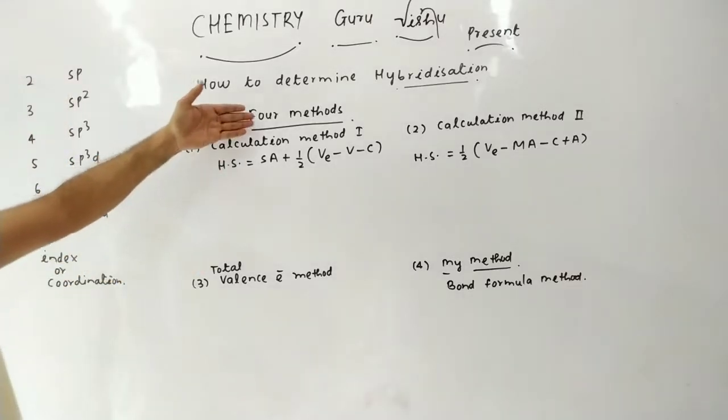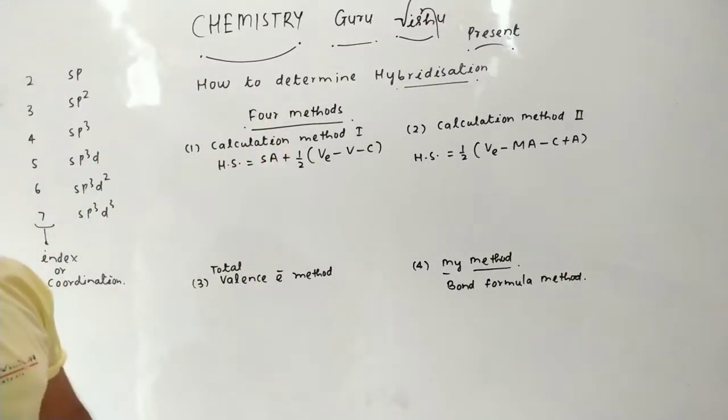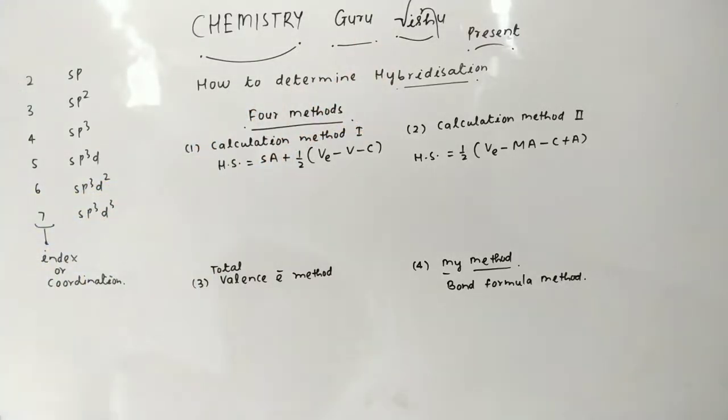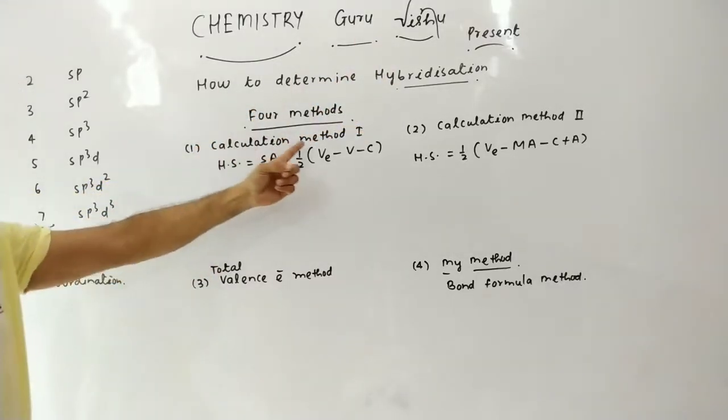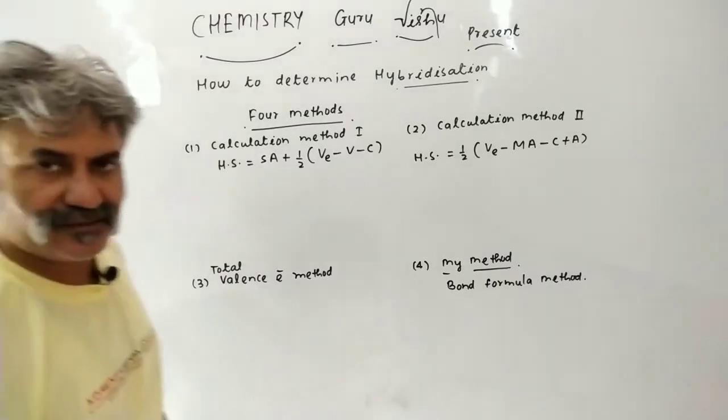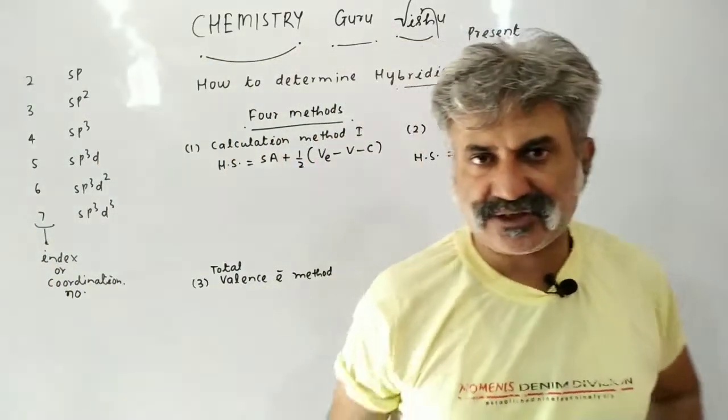Students, there are four methods which can be used to determine hybridization. So the first method is the calculation method, and here some numbers are written: 2, 3, 4, 5, 6, 7. You can call them index or coordination numbers. With the help of these numbers, we can easily predict the type of hybridization.